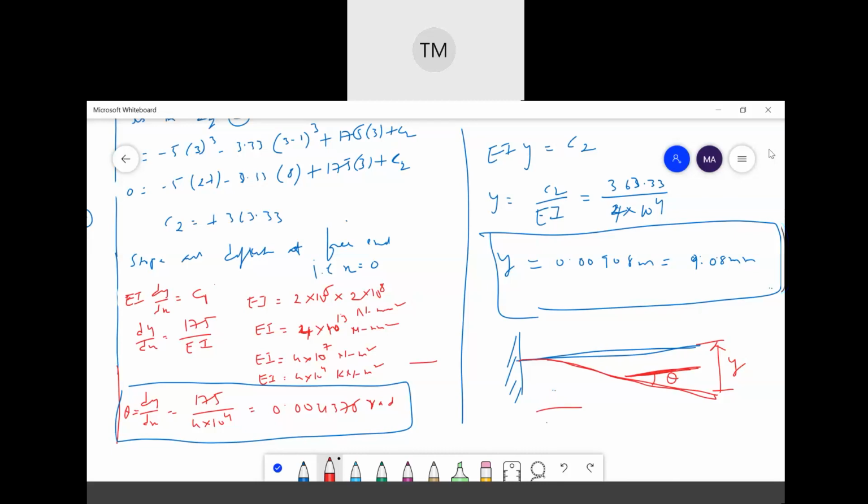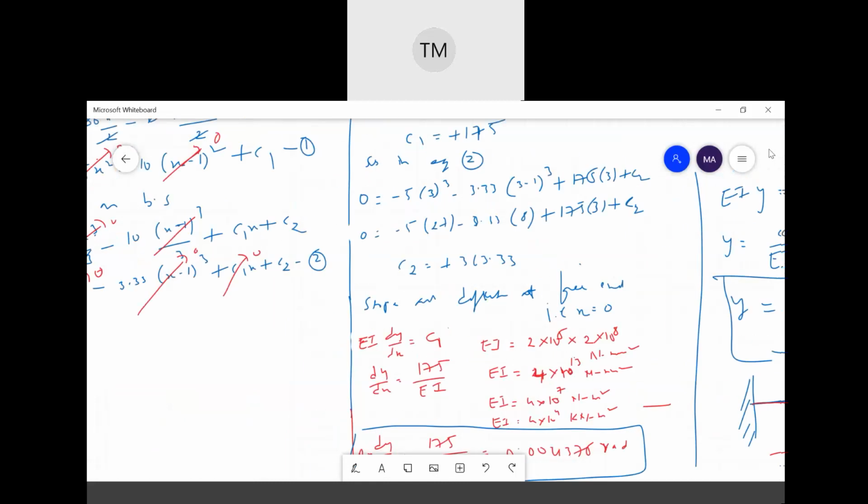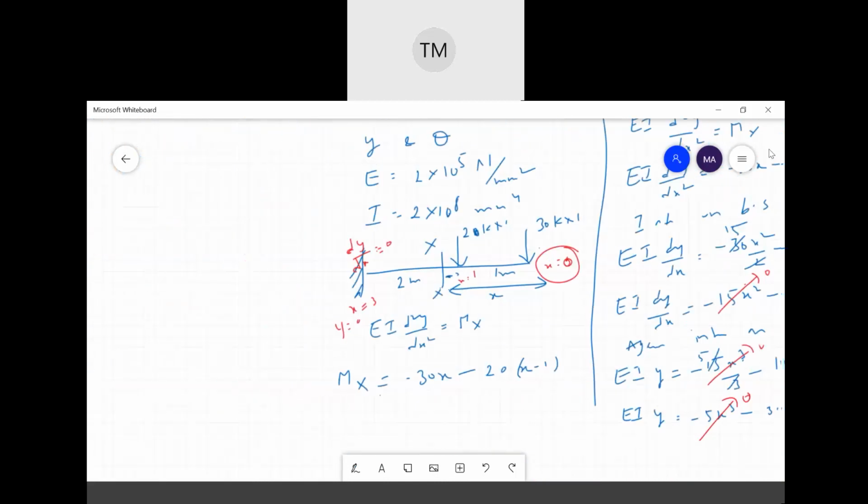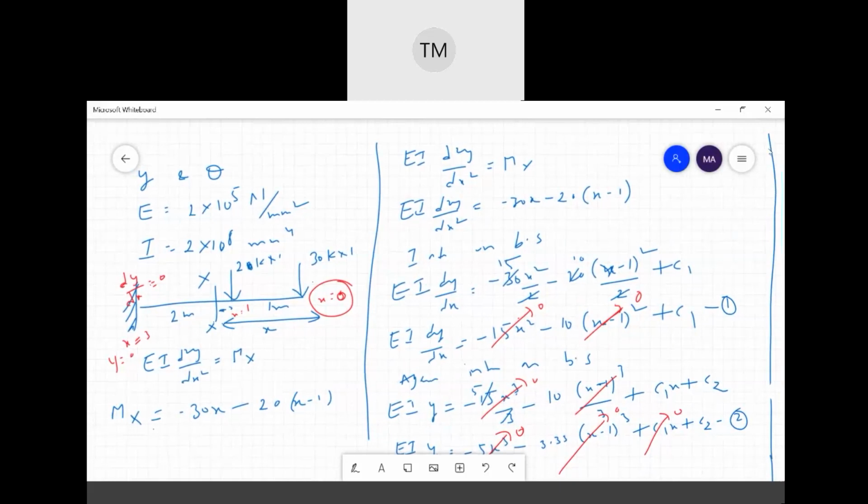Okay. What we have done is, I will just briefly explain you once again. Here you are considering a cantilever beam. Here he has given a cantilever beam with 2 point loads, 20 kilonewtons and 30 kilonewtons. He has given the value of E and I. So first you have to calculate the deflection and slope.